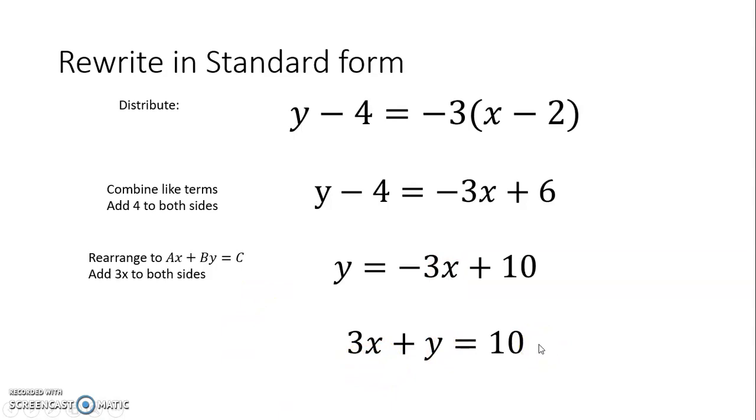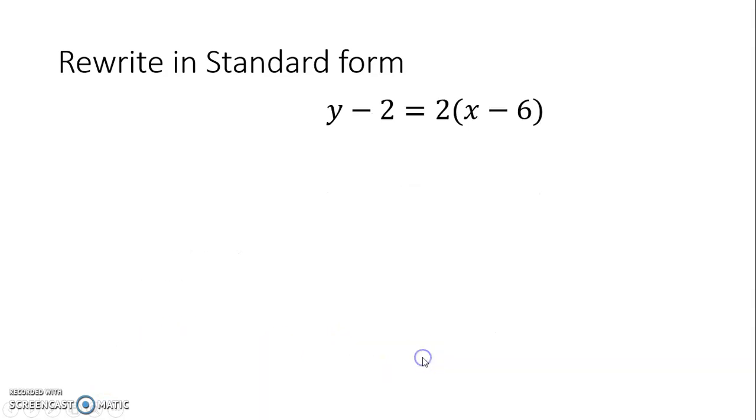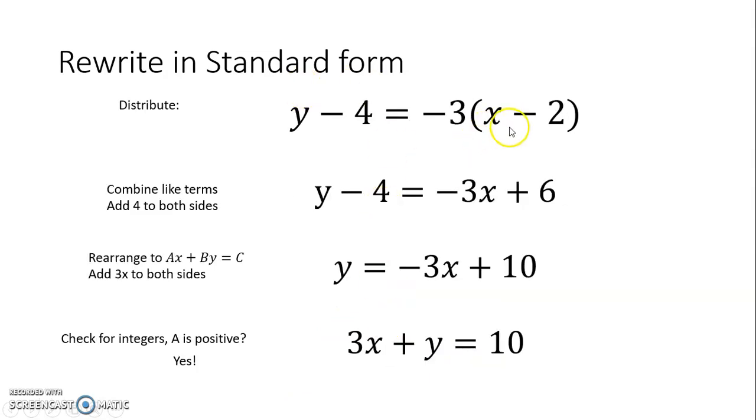Let's check our rules. Do we have ax plus by equals c? Yes, we do. Do we have any fractions? No, we do not. Do we have any negative numbers out in front of a? No, we don't. So we are all good. Check for integers. A is positive. Yep. So yes, we are in standard form. That was the answer to this question. How do you take this equation and put it into standard form here?